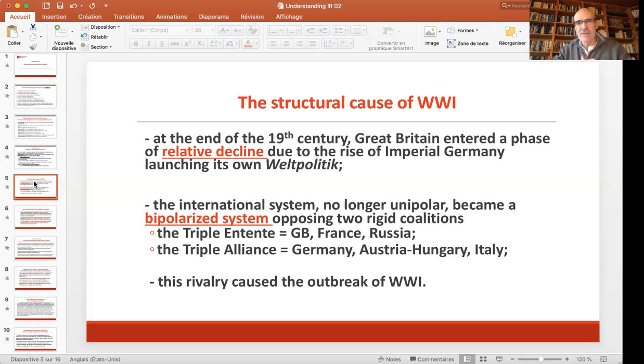This rivalry resulted in provoking the outbreak of World War I. World War I concerned all the major European powers, plus the Ottoman Empire, plus Japan. The Ottoman Empire joined the German alliance, Japan joined the Triple Entente, the US entered the war in 1917, and it permitted the British and the French to prevail over the Germans.